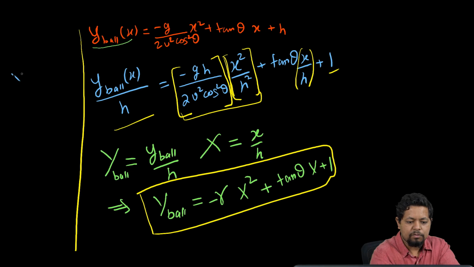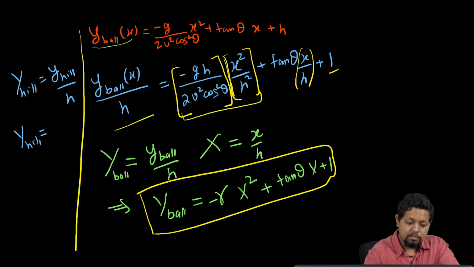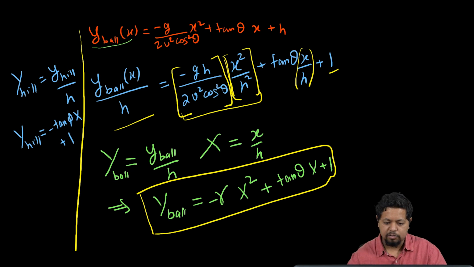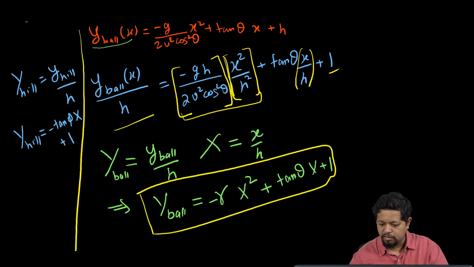and similarly I can non-dimensionalize the equation for the hill. So I'll define Y hill as y hill divided by h, then I simply get Y hill equal to minus tangent phi times X plus 1. Sorry, I should make one correction. I did not define gamma, sorry. So I should define gamma here.